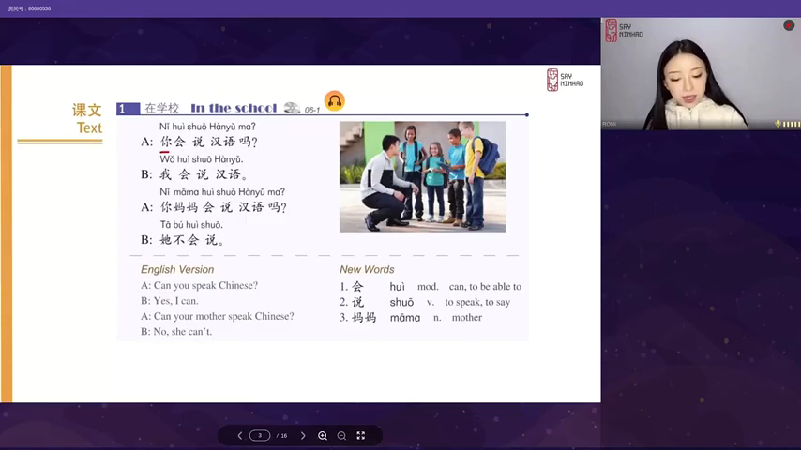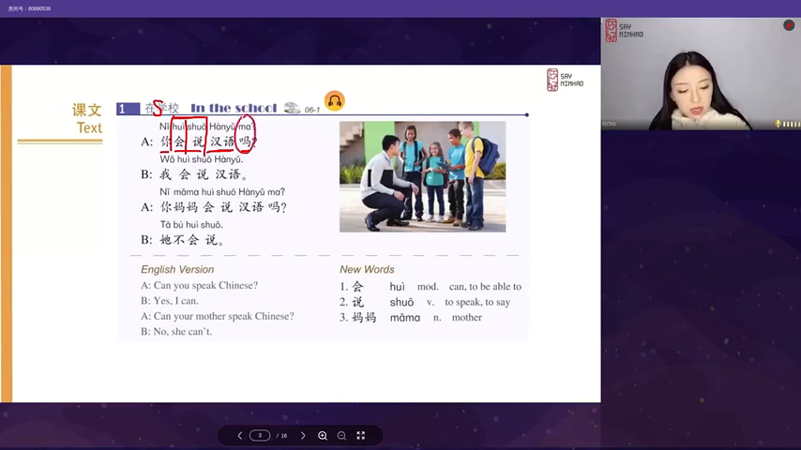First one, 你会说汉语吗? Okay, let's see the structure. First one, 你 is the subject of this sentence, right? 你, you. 会说 means can speak, right? Can speak. We just learned these two new characters in the new words. And 汉语 means Chinese, the language.